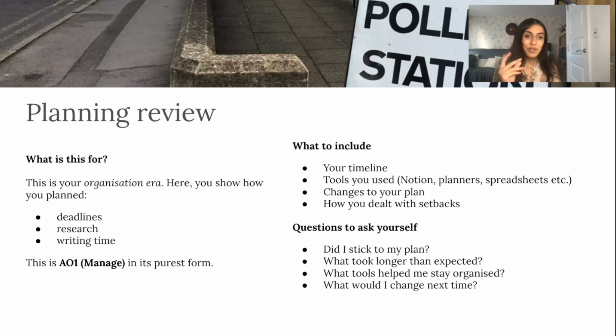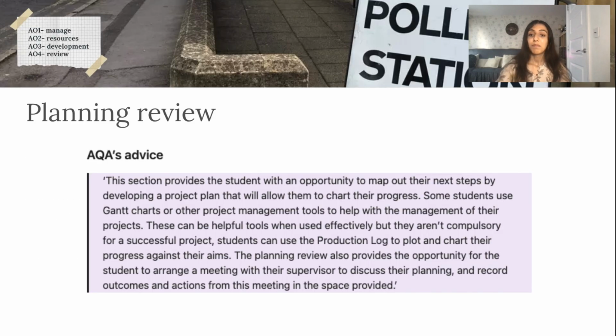5,000 words does not magically appear like that. You need to go and find out your sources. At this moment, this is how you organize yourself. This is also how you see the reliability of your sources. So it's essentially your organization era. I also really recommend using Notion when you organize yourself, because it's so nice to use the timeline feature, and it's quite helpful. But yeah, so that's AQA's advice.